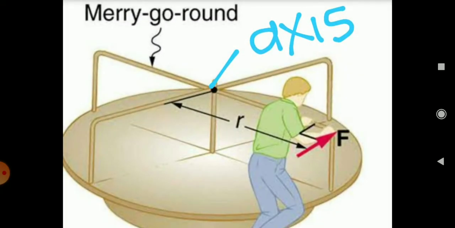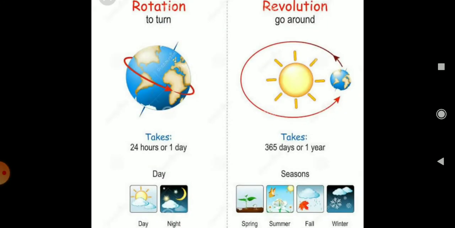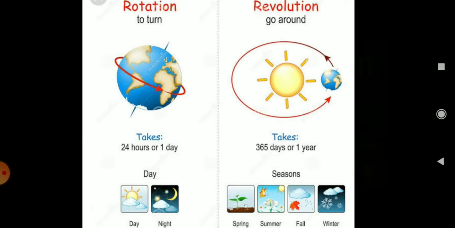And this is the merry go round. You must have seen this kind of structure in a park, this structure we call a merry go round. And there is the axis around which the people rotate. Okay, so we can say that rotation is to take a turn and revolution means go around something.